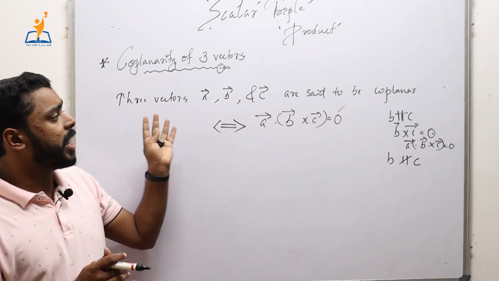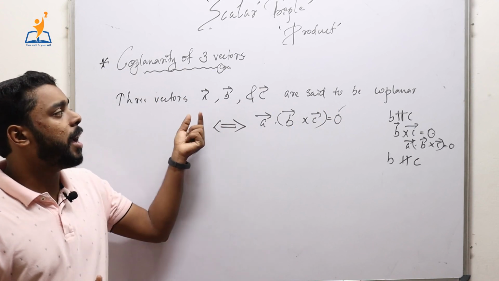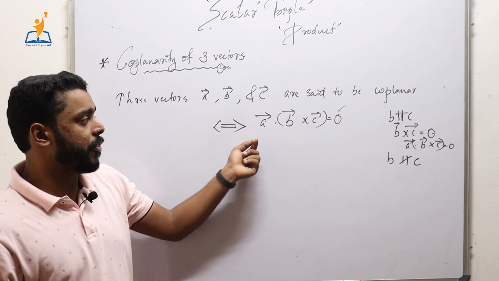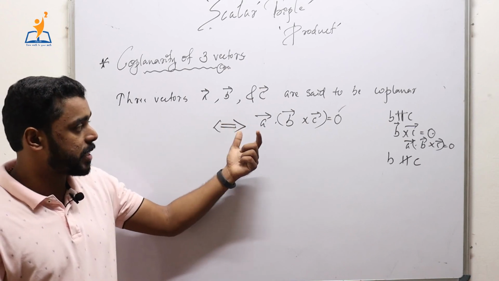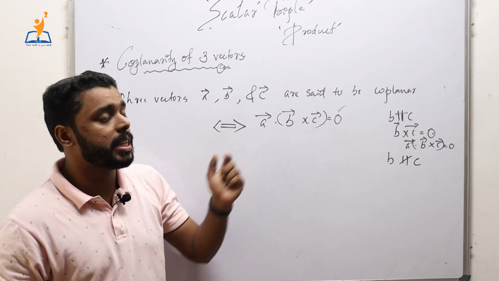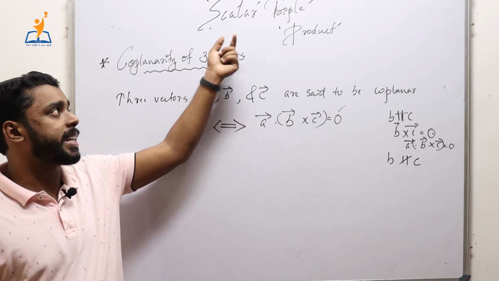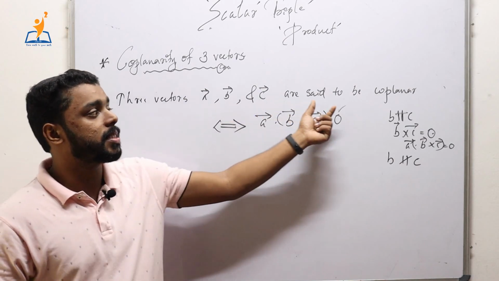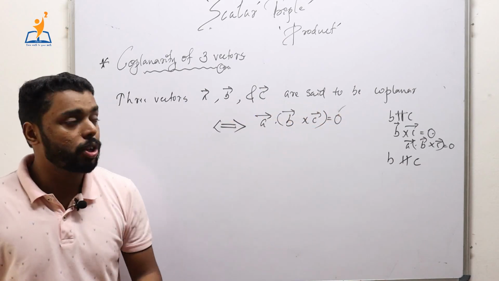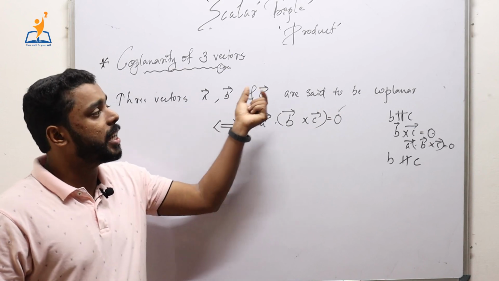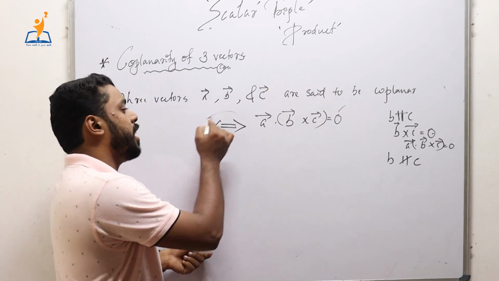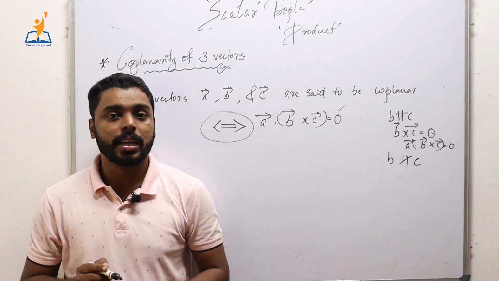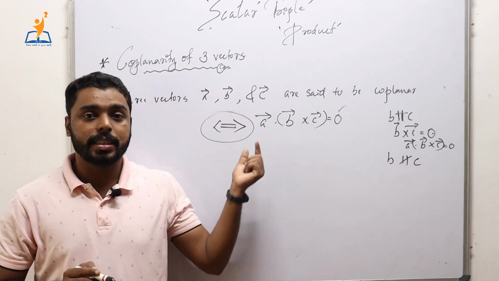So that's it. We can always check whether A, B, C are coplanar just by using this condition, whether A dot B cross C is equal to 0, that is, whether the box product or the scalar triple product is 0 or not. If it is 0, then A, B, C are said to be coplanar. If it is not 0, then definitely A, B and C are not coplanar, since it is an if and only if condition. Now we shall do several problems using these properties and these conditions.